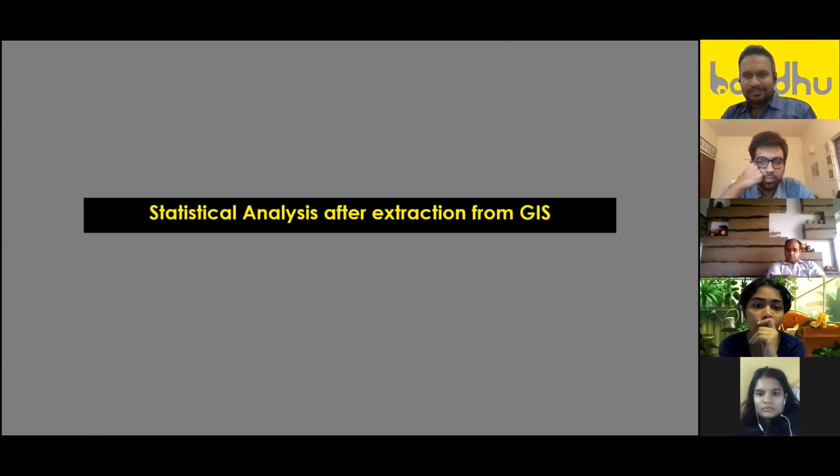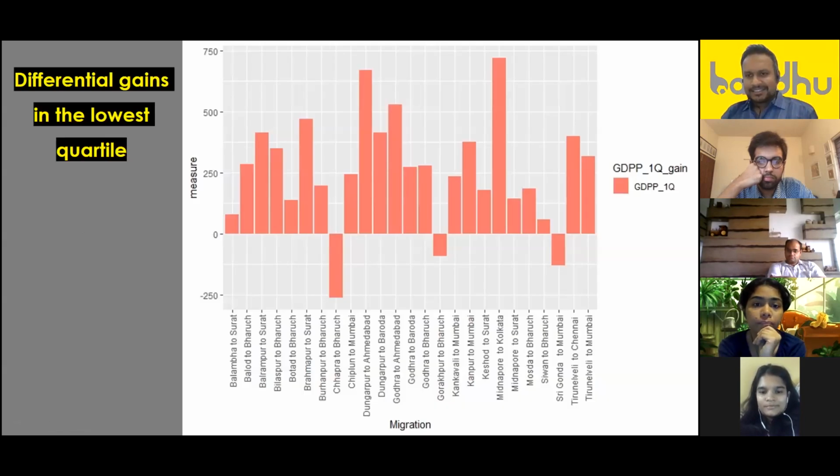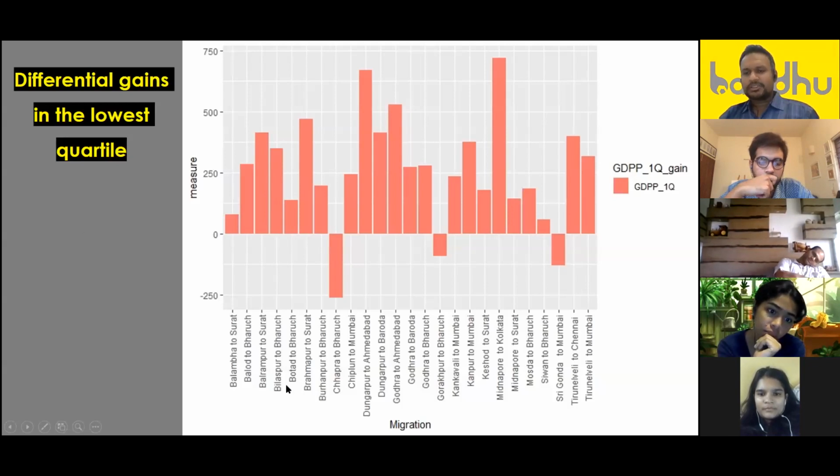Bear with me, if this seems a little too alien. Here what I've done is simply, each column, this is a bar graph, each column is a migrant. This is basically averaging out all the migrants who made this journey.